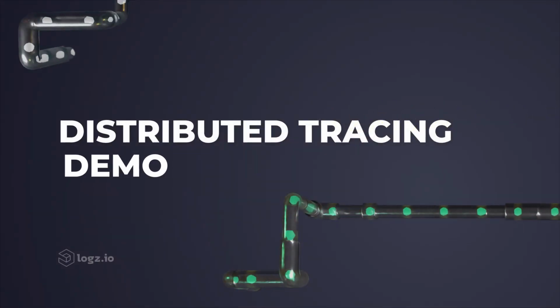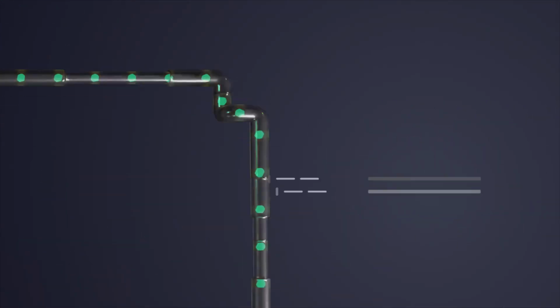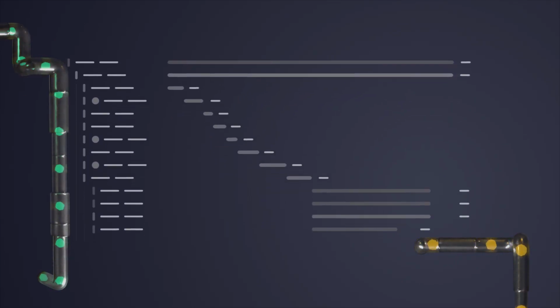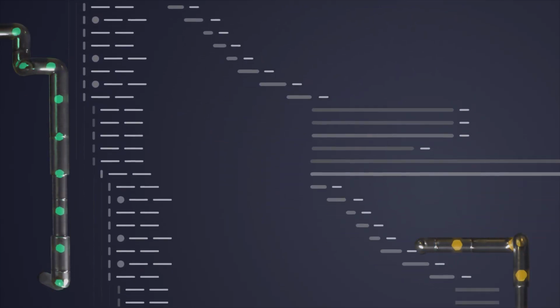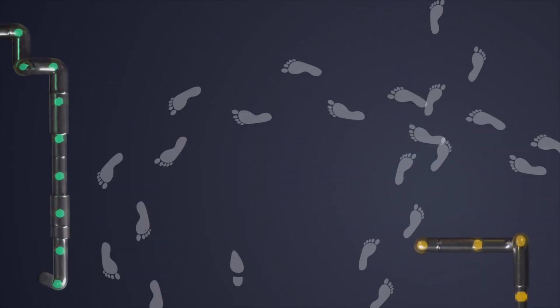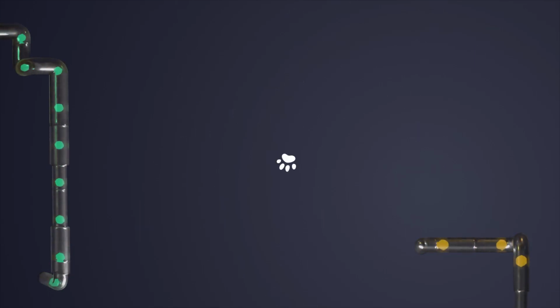Welcome to the Distributed Tracing product demo. Jaeger is a quickly growing open source tracing tool, part of the Cloud Native Computing Foundation. It's used by engineers to isolate and pinpoint issues in microservice architectures.